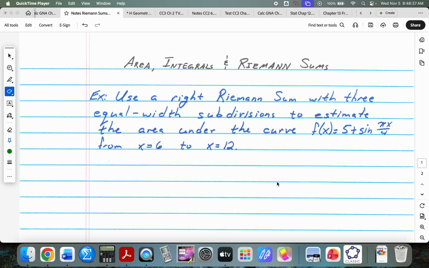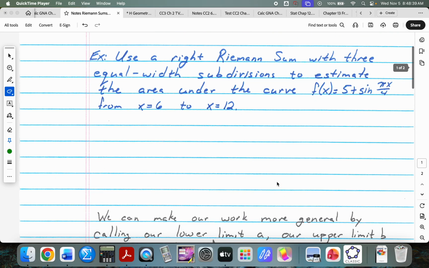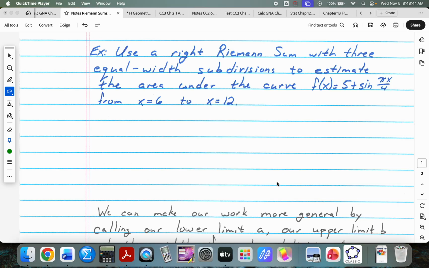So we're going to start with a basic Riemann sum problem. Use a right Riemann sum with 3 equal width subdivisions to estimate the area under the curve f of x is equal to 5 plus sine of pi x over 4 from x equals 6 to x equals 12. All right, so if we're doing that, it wants us to do 3 equal width subdivisions.